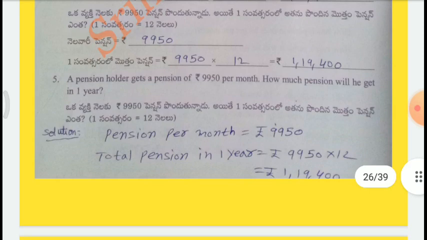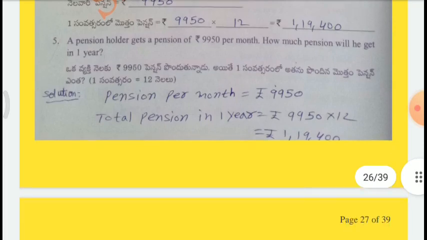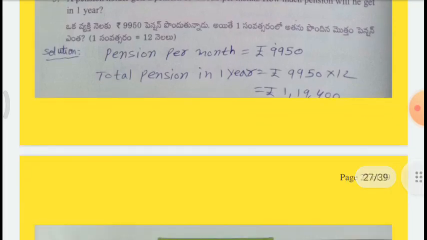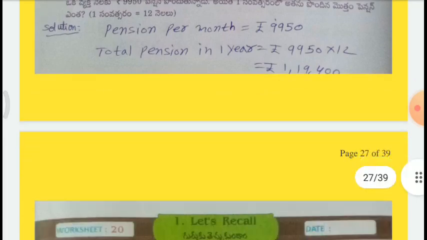A pension holder gets a pension of 9,950 rupees per month. How much pension will he get in 1 year? Solution: pension per month 9,950. Total pension in 1 year: 9,950 into 12. By multiplication, we get 119,400 rupees.